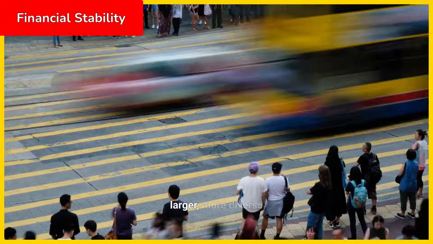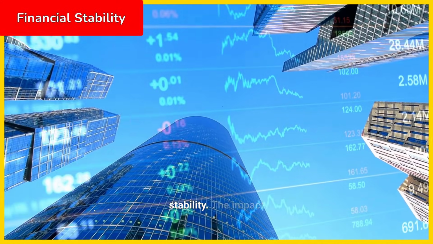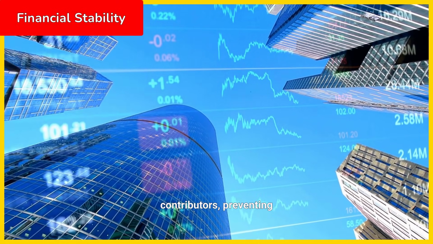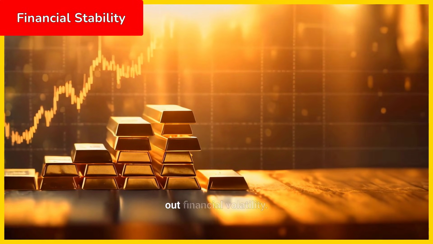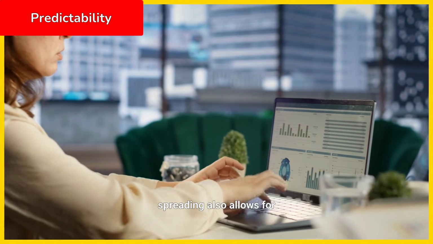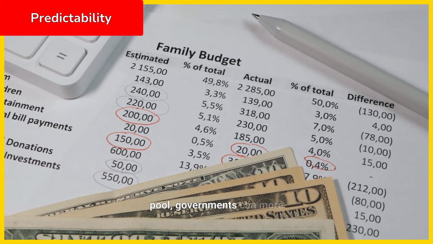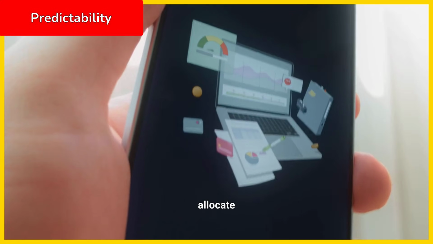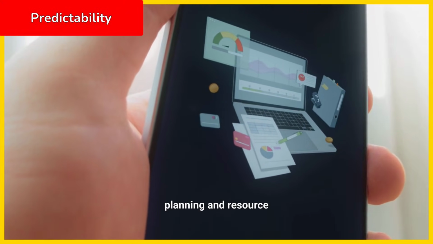Spreading risk across a larger, more diverse population allows for greater financial stability. The impact of high-cost cases is diluted across millions of contributors, preventing individual financial ruin. This collective approach smooths out financial volatility. This broad risk spreading also allows for greater financial predictability. With a larger and more stable pool, governments can more accurately forecast healthcare expenditures and allocate resources. This predictability aids in long-term budgetary planning and resource management.